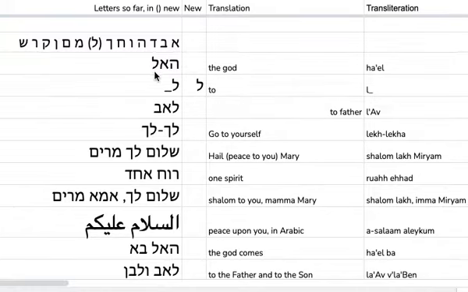Here we go. Ha-El. Okay, do you know what El is? A lot of you know already. It's short for Elohim. Right, it means God. El can also mean towards, and the shorter way to write out towards is just the L prefix. Okay, to. La'av, to the Father.